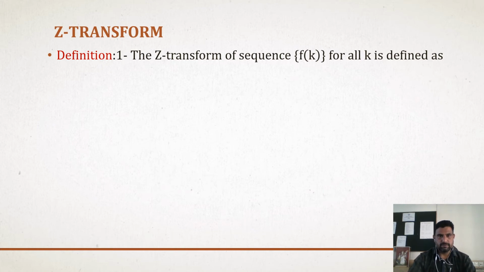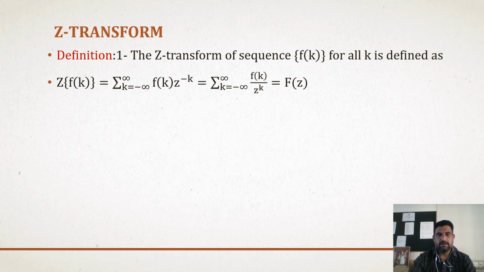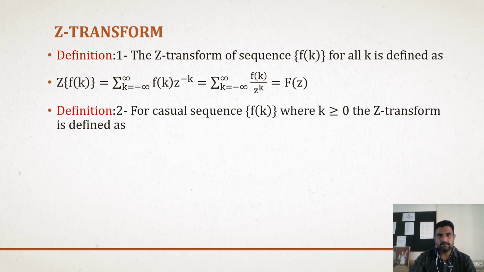Definition of Z transform. The Z transform of a sequence f of k for all k is defined as summation k equal to minus infinity to plus infinity f of k into z raised to minus k. Sum of product of f of k into z raised to minus k, or f of k divided by z raised to k, and the notation is capital F of z, the z transform of sequence small f of k. This is the definition of z transform.